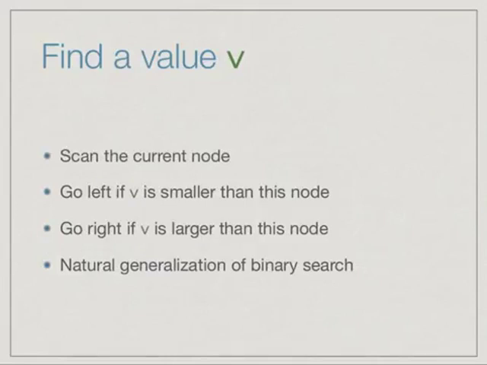We look at this element. If we have found it, it's fine. If we have not found it, then we need to look in the appropriate subtree. Since a search tree is organized with the left value smaller and the right value bigger, we go left if the value we are searching for is smaller than the current node, and we go right if it is larger than the current node. So this is very much a generalization of binary search in the tree.